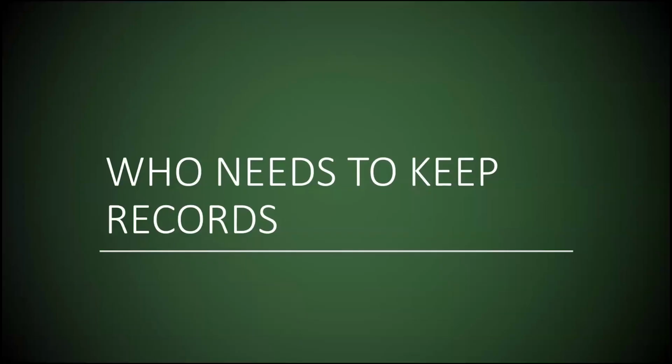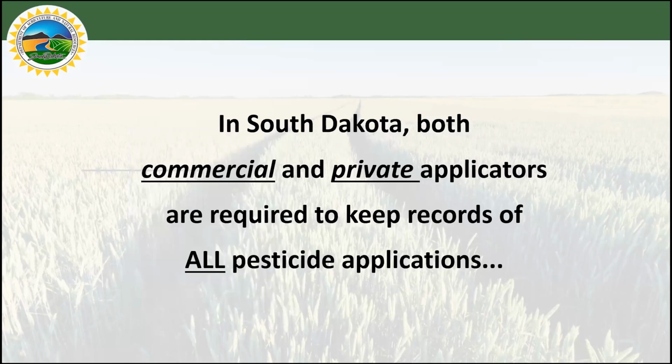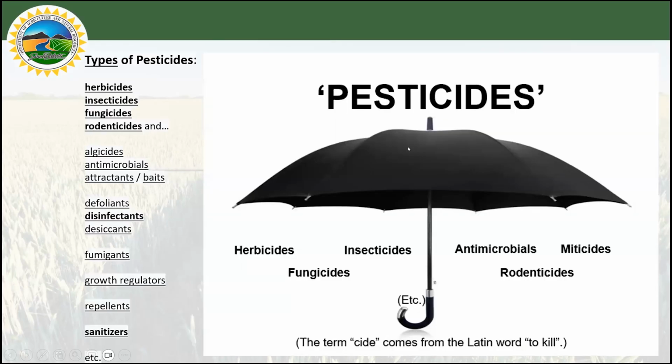So who needs to keep records? In South Dakota, both commercial and private applicators are required to keep records on all pesticide applications. At the federal level, it only requires that you keep records of restricted use pesticides, but South Dakota law says that every application you make, you need to keep a record.